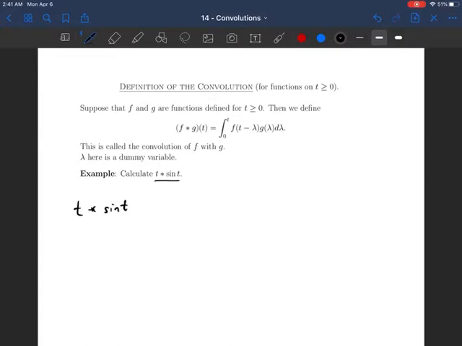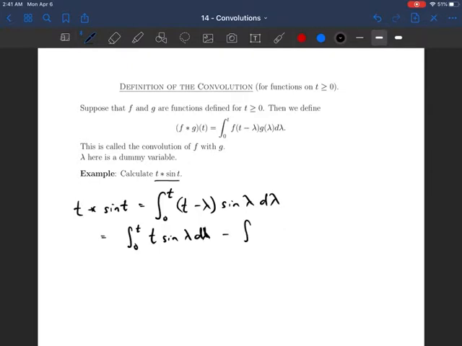So suppose that I want to find t star sine t. By definition then, let's write this down, t star sine t is going to be equal to the integral from 0 to t of, well, we need to take our first function and plug in t minus lambda, so t minus lambda, and then sine lambda d lambda. All right, so this is a pretty straightforward integration problem.